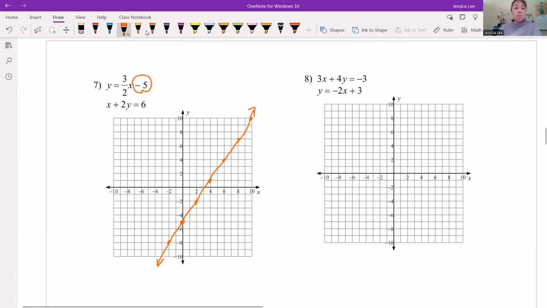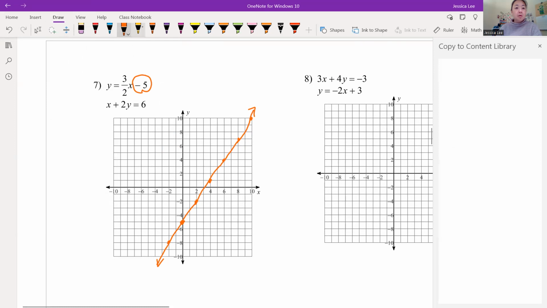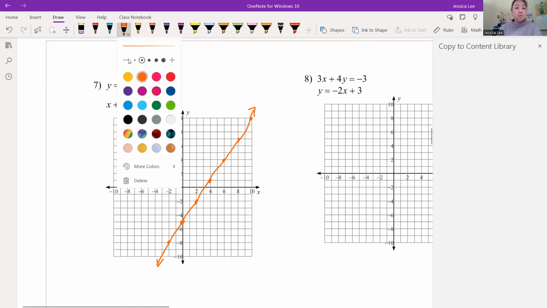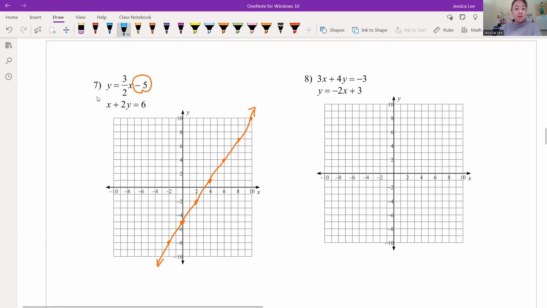All right. And then on the bottom one, I'm going to solve this by intercepts, just like we were doing. So the x-intercept is when y is equal to 0. So if y is 0, 2 times 0 is 0. So this is going to be x is equal to 6.